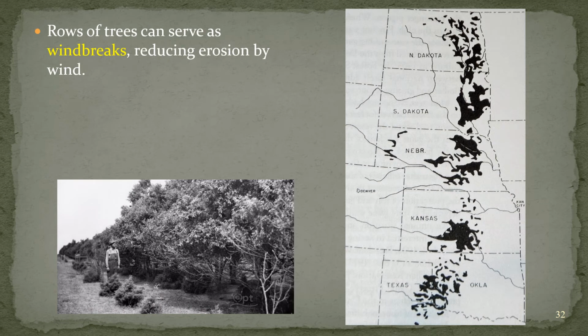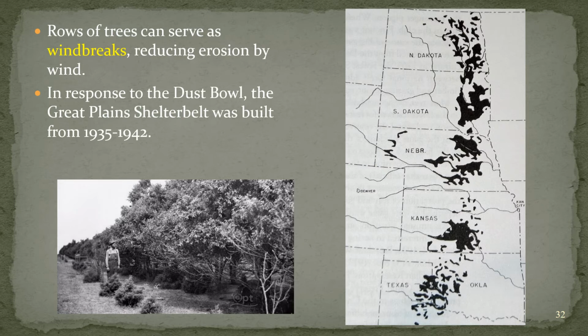We also, during the New Deal, planted lots and lots and lots of windbreaks. In response to the Dust Bowl, the Great Plains Shelter Belt was built from 1935 to 1942. We planted 220 million trees.